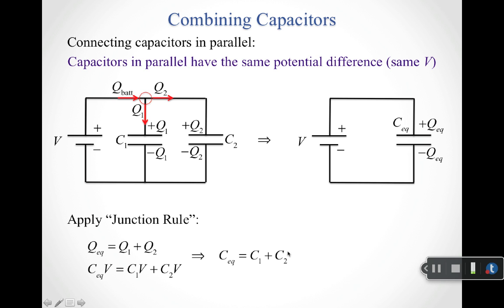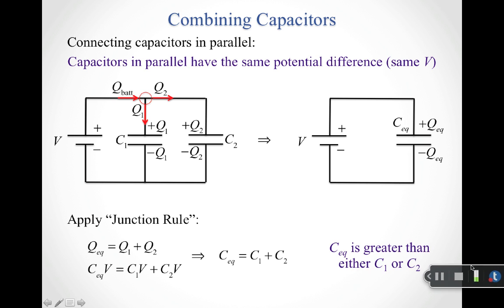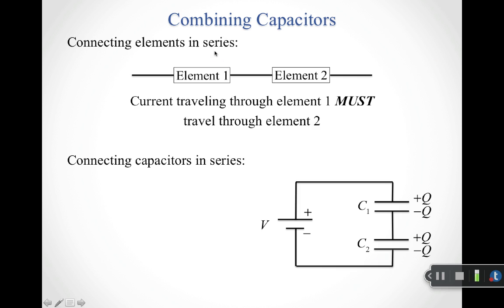Now, one nice thing that I can use to check this is that if the equivalent capacitance has got to be equal to C1 plus C2, then that tells me that the equivalent capacitance in this case has got to be greater than either of those individual capacitor values. So if this is a 1 nanofarad capacitor and this is a 2 nanofarad capacitor, I know that when I combine them, I've got to get something that's larger than either of those two values. And sure enough, 3 nanofarads happens to be larger than either 1 or 2. All right, so this is connecting capacitors in parallel.